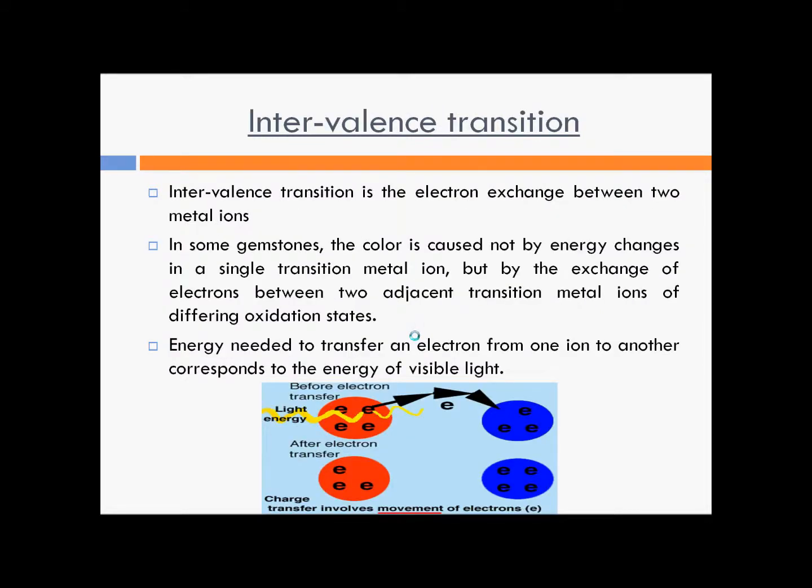Another cause of the coloration of gemstones is the intervalence transition. Intervalence transition is the electron exchange between two metal ions. In some gemstones, the color is caused not by energy change in a single transition metal ion, but by the exchange of electrons between two adjacent transition metal ions of differing oxidation states. The energy needed to transfer an electron from one ion to another corresponds to the energy of visible light. This transfer can only occur in compounds that have at least two elements in different and variable oxidation states.